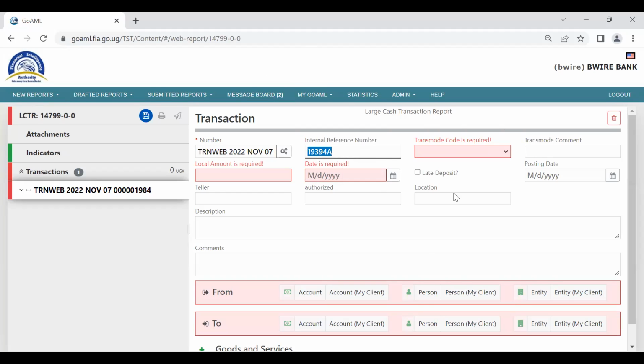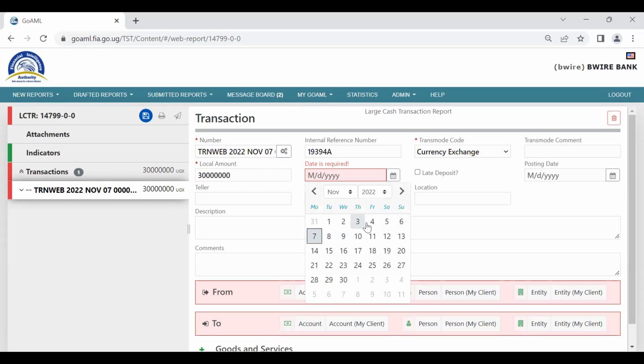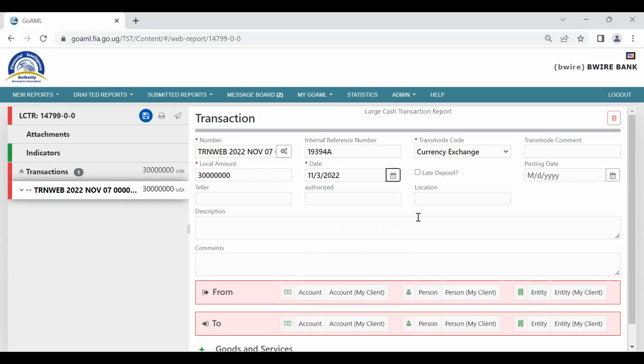So since we are starting with Forex, we'll say currency exchange. And we'll probably put it at 30 million. Remember, it's a large cash, so it has to be 20 million and above. Since we are reporting transactions of last week, I'll say it happened on that date. And the purpose of this transaction was school fees. Are we together to that point?